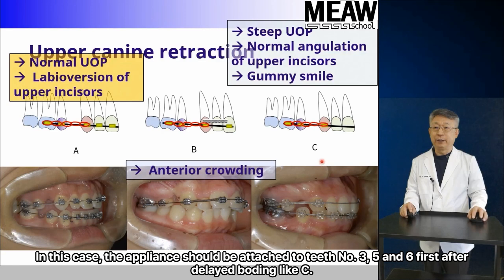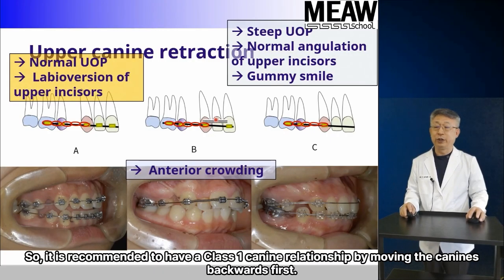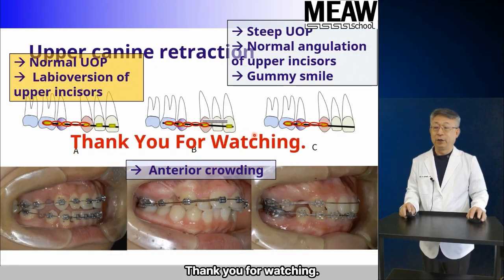In this case, the appliance should be attached to teeth number 3, 5, and 6 first, after delayed bonding. So, it is recommended to have a class 1 canine relationship by moving the canines backwards first. Thank you for watching.